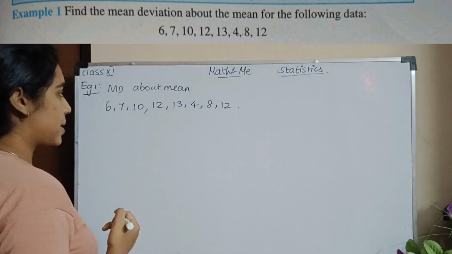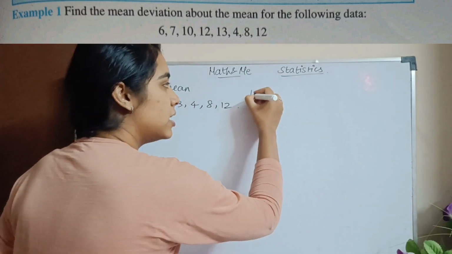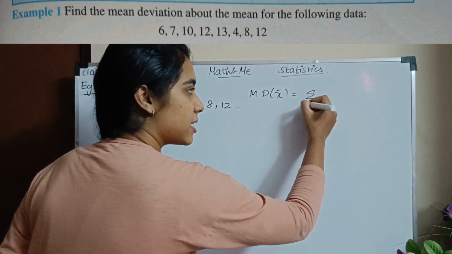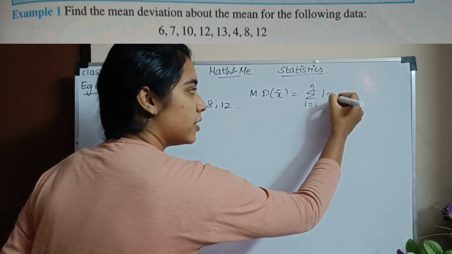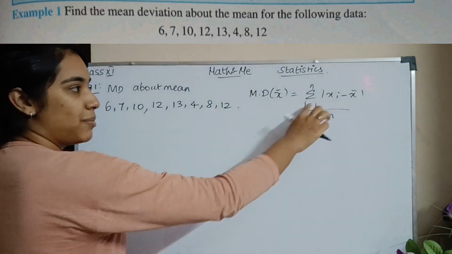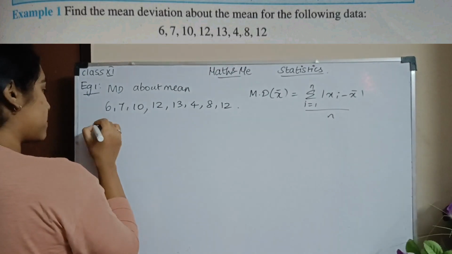The first example of the chapter, mean deviation about the mean கேக்குறாங்க. So first நம்ம formula என்ன? Mean deviation about the mean is sigma i equals 1 to n, the total number of observations, of xi minus x bar, divided by n. So xi minus x bar, now first you need to know what your x bar is, which is your mean. So what is x bar first?